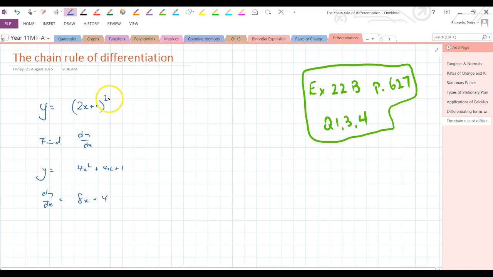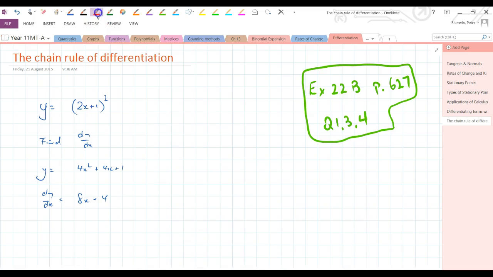However, if I should change this to power 20, we're now in trouble, aren't we? We don't have a technique for this. Certainly not going to expand it. It's a big expansion, so we wouldn't be doing that. We'd be looking for something else. And thankfully there's a rule, the chain rule is going to help us through this scenario. So we'll come back and do that in a sec.